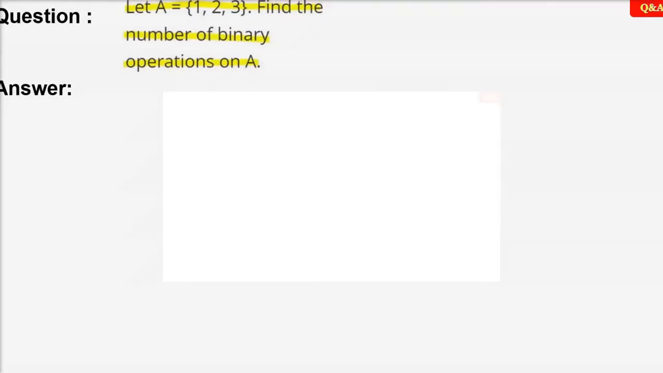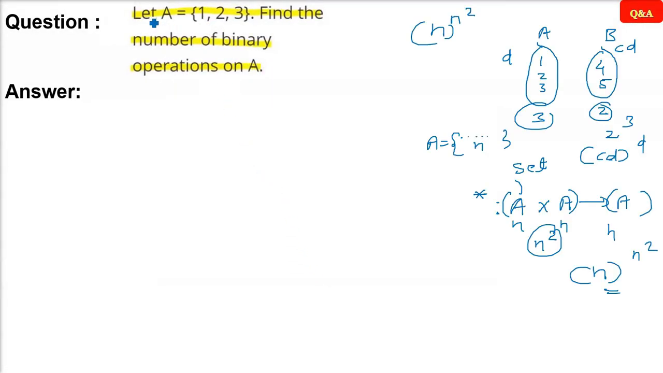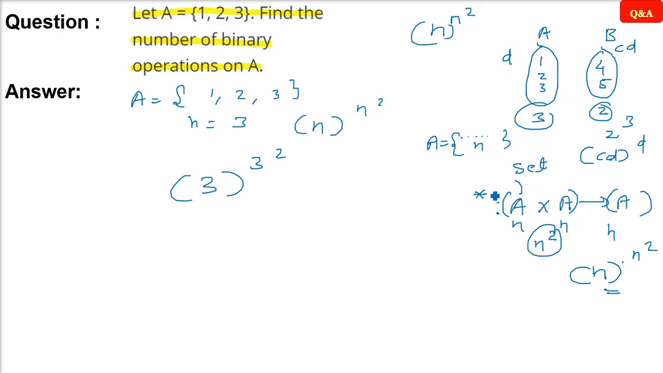Now let us try to actually find out the actual value. So we have a set A, which is 1, 2, 3. So we have 3 elements here. Number of elements is 3. What is the formula? n to the power n squared. So 3 to the power 3 squared. What is this? 3 squared is 9. So it is 3 to the power 9.